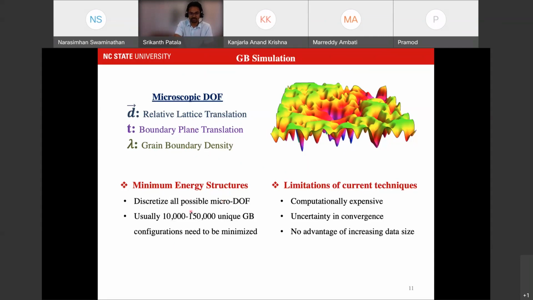Traditional technique tends to be very slow, requires a lot of initial structures to get to a grain boundary configuration that has a low energy structure that can be used for further simulations.